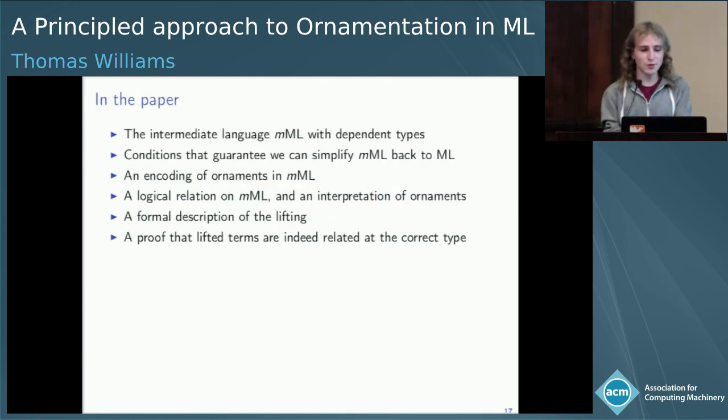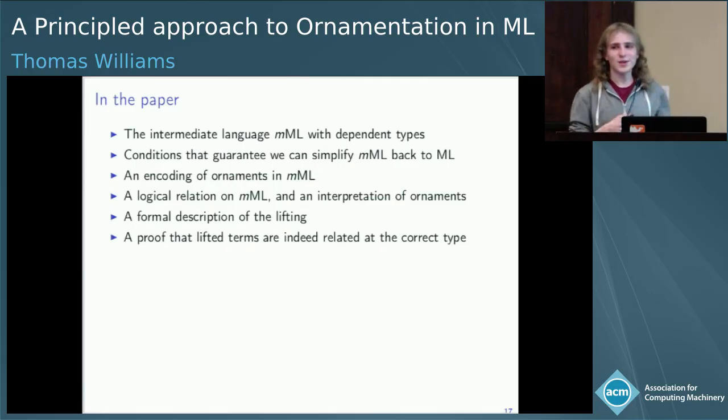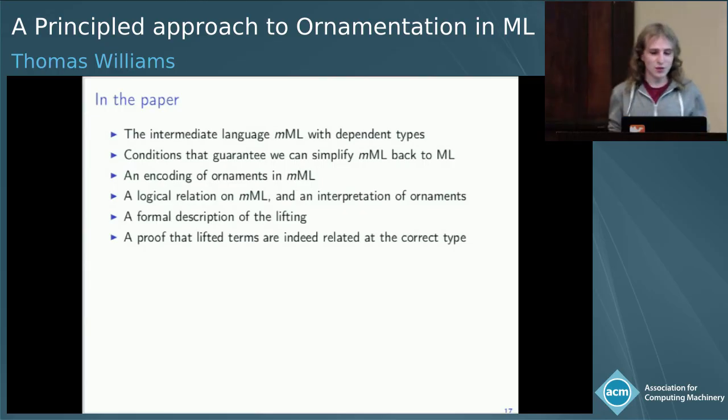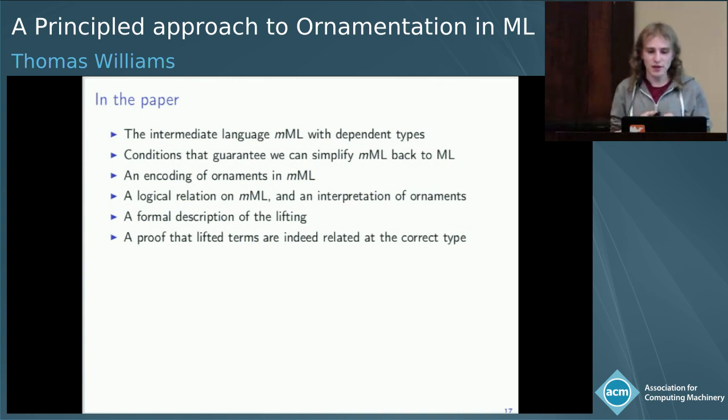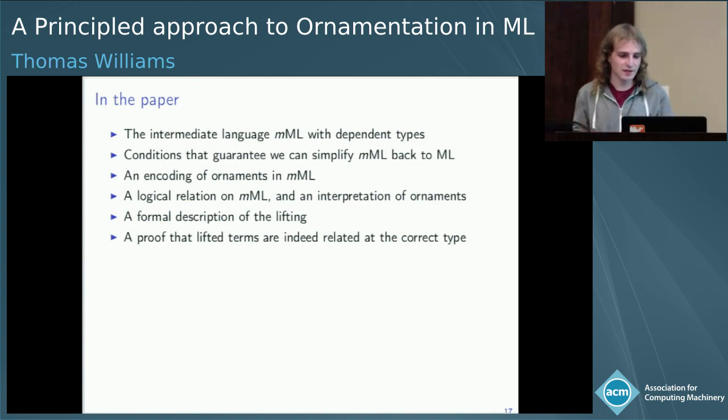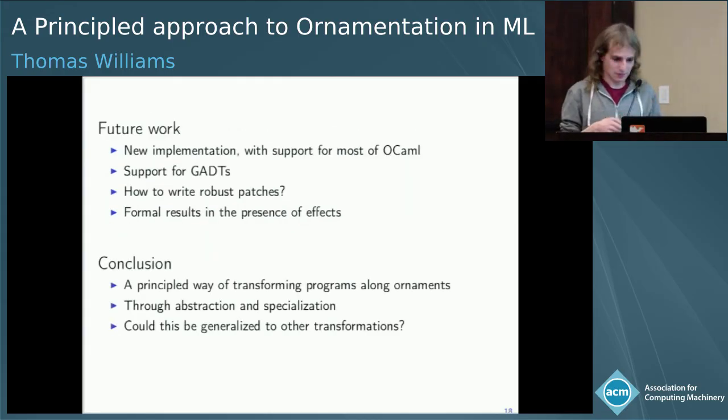You should read our paper, so there is much more in it. We define the intermediate language with dependent types. We define conditions that guarantee that we can simplify this language back to ML. We precisely give the encoding of ornaments in this language. We define a logical relation on this language and an interpretation of ornaments in this relation. We give a formal description of the lifting, and we put all this together to prove that lifted terms are indeed related at the correct ornament.